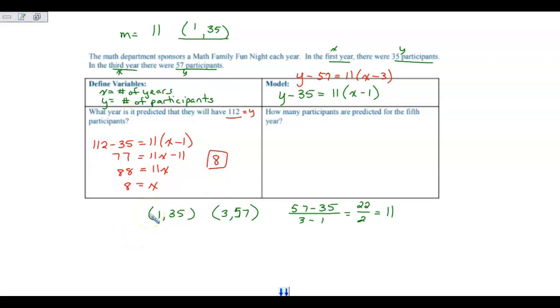How many participants are predicted for the 5th year? Well, remember, this was participants, and this one's asking for the 5th year. So this is going to be our x. Again, plug it into the equation. So y minus 35 equals 11 times 5 minus 1. 5 minus 1 is 4. 4 times 11 is 44. I want to get y by itself, so I'm going to add 35 to both sides. And that gives me 79. So there are 79 participants in the 5th year.